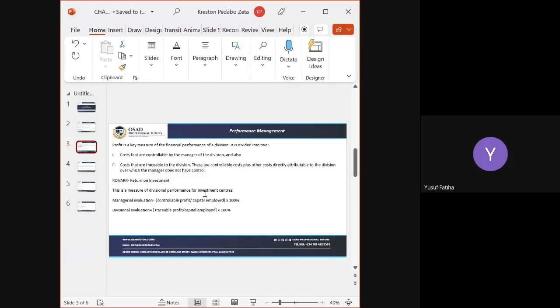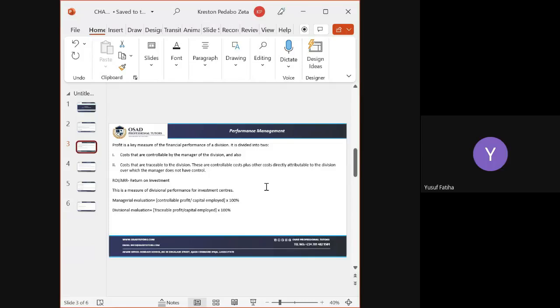So moving on, I explained earlier that in order for us to be able to calculate how well a particular department is doing, we use something called return on investment, or accounting rate of return, ARR. So now we're going to see how to calculate return on investment. Return on investment is a measure of divisional performance for investment centers, like I explained earlier. And how do we calculate it? Sometimes what we want to do is check if a manager is doing well, or if a particular division is doing well. If a manager is doing well, we're only going to be using something called controllable profit.